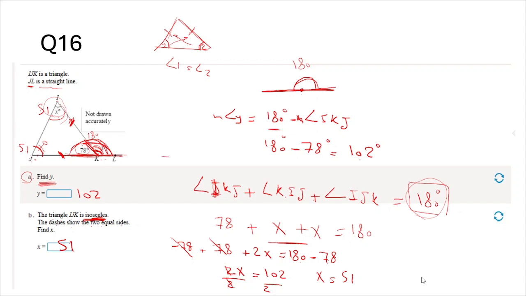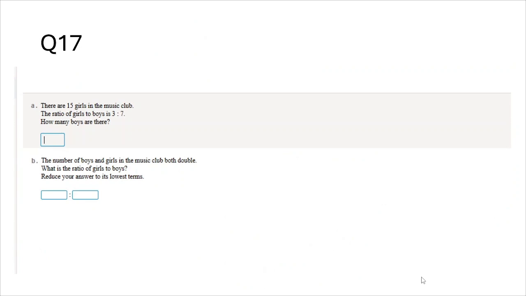Okay, so let's move to question number 17. Question number 17 says there are 15 girls in the music club, so I have 15 girls. The ratio of girls to boys is 3 to 7. How many boys are there?